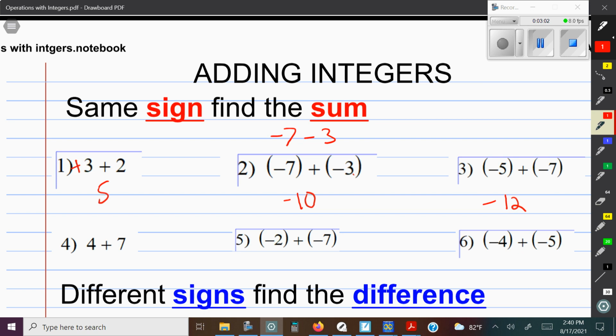4 plus 7 is going to be 11. Same, both of them are positive. Negative 2 and negative 7, same sign, find the sum. 2 plus 7 is 9. Since they're both negative, make it negative 9. And same sign, find the sum. Two negatives, 4 and 5 is 9. And since they're both negative, negative.